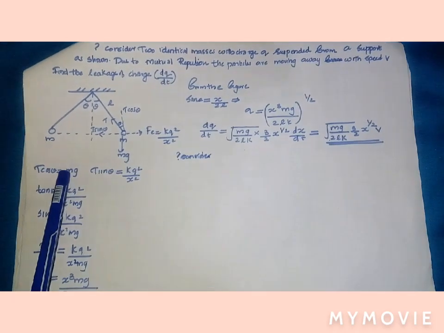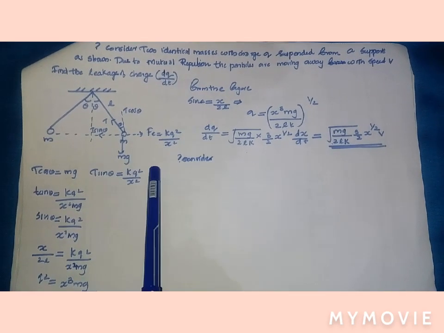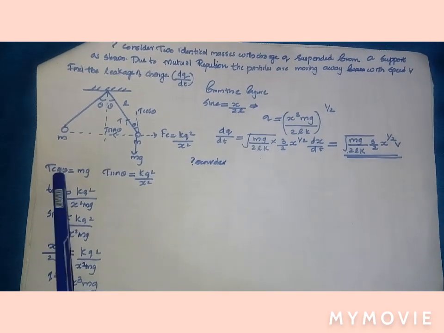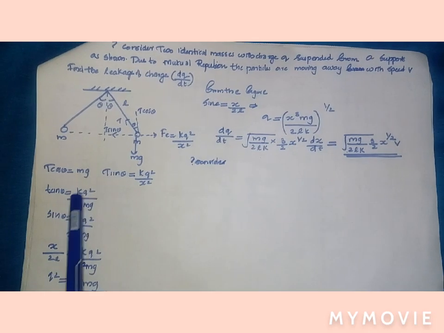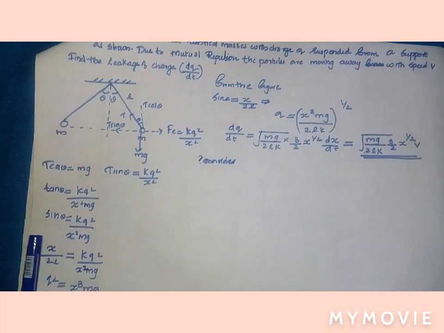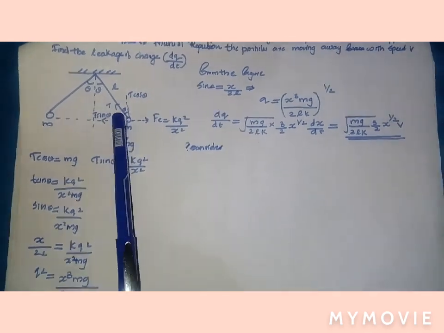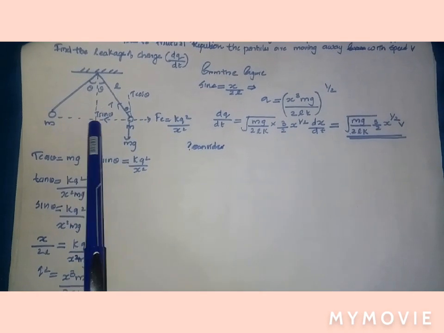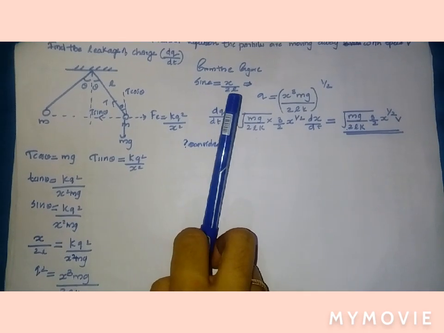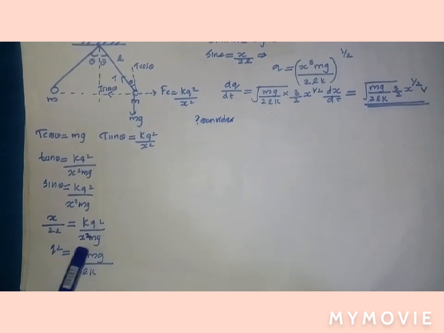From equilibrium, T cos theta is equal to mg, and T sin theta is equal to kq square divided by x square. After dividing, tan theta is equal to kq square divided by x square mg. Tan theta is equal to sin theta, so sin theta is equal to kq square divided by x square mg. From the figure, sin theta is x by 2 divided by L, that is x by 2L. So substituting, x by 2L is equal to kq square divided by x square mg.